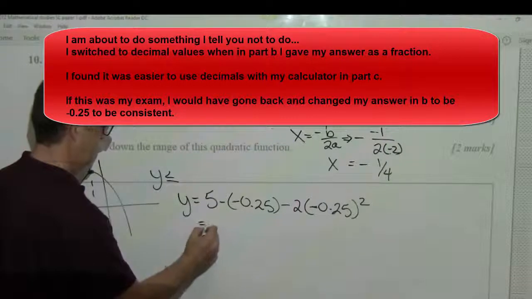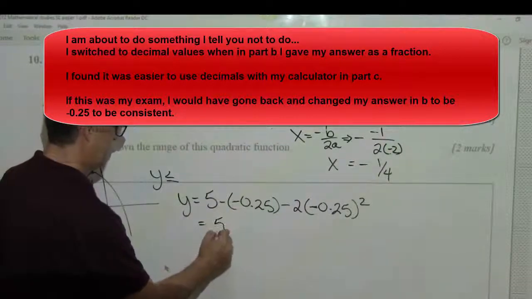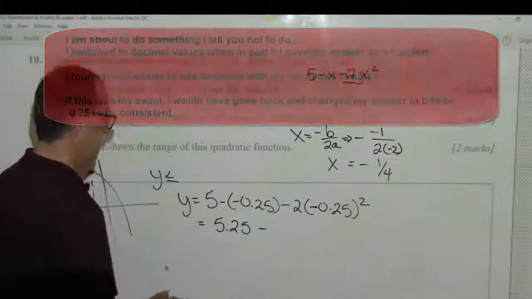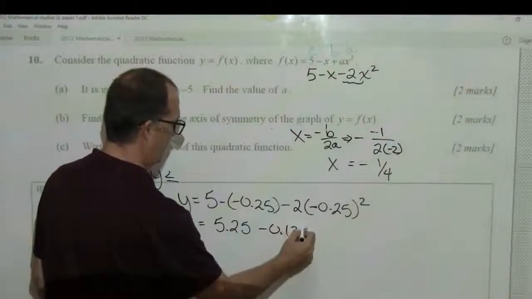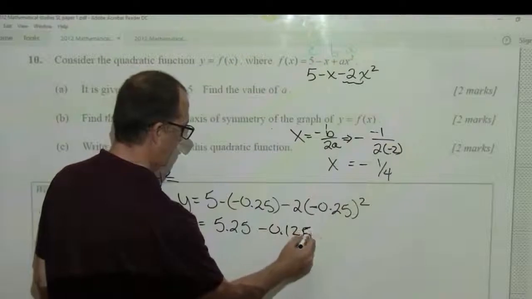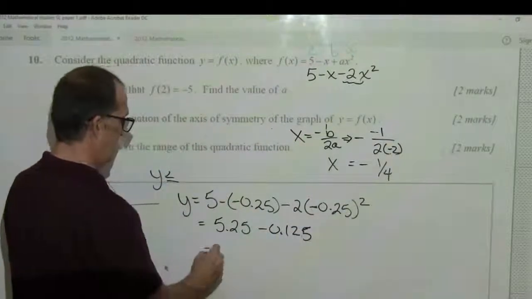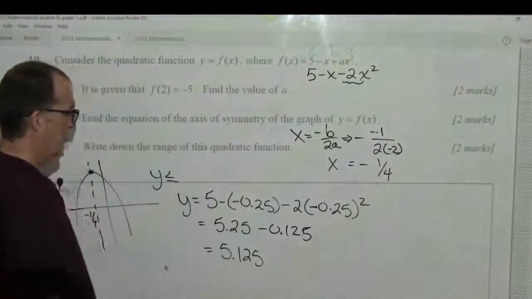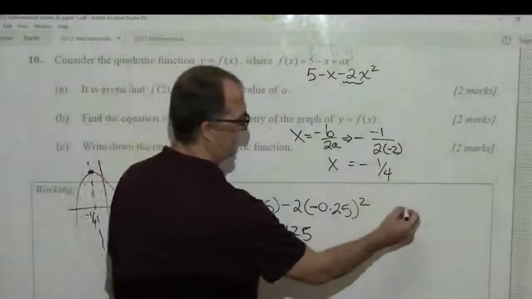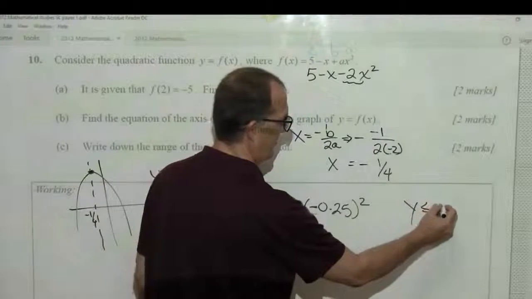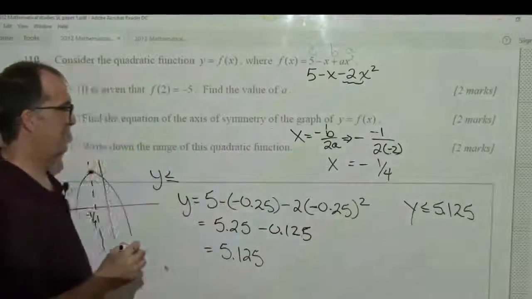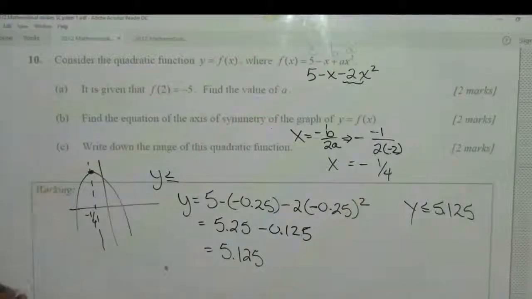And this actually can add together, and that turns out to be 0.125. So my range is that y is less than or equal to 5.125. And there is the answer to part C.